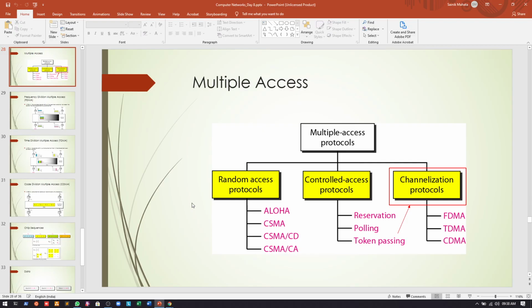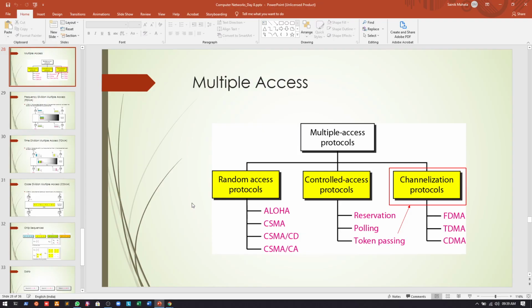Okay. Now for today's class we will see the channelization protocols. Now what are these? These are divided into 3 parts: the FDMA, the TDMA, and the CDMA. CDMA is a new topic, so we will study that. And the FDMA and the TDMA parts are very much similar to the multiplexing that we have studied in the physical layer.